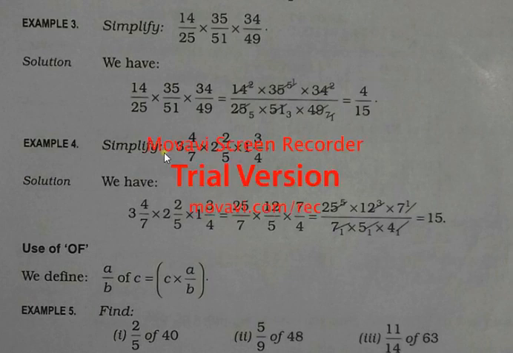In the same way, see example 4: simplify 3 4 by 7 into 2 2 by 5 into 1 3 by 4. At first we will change them into improper fractions. That is, 7 3s are 21, and 21 and 4 is 25, so 25 by 7 is written over here. In the same way, 5 2s are 10, and 10 plus 2 is 12, so 12 by 5. In the same way, 4 1s are 4 and 3 is 7, so 7 by 4.